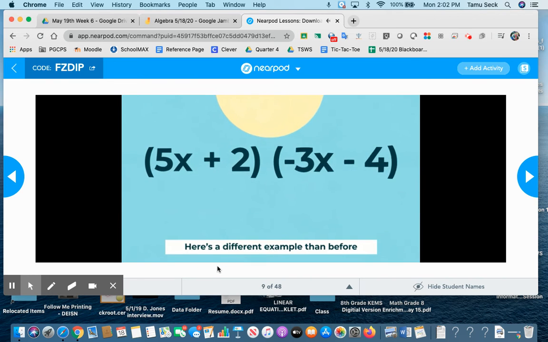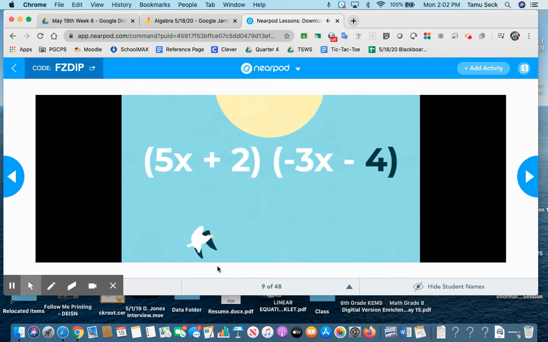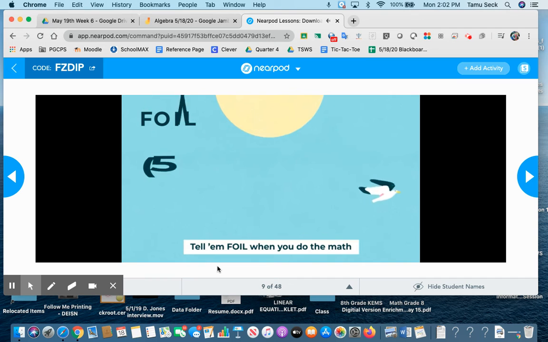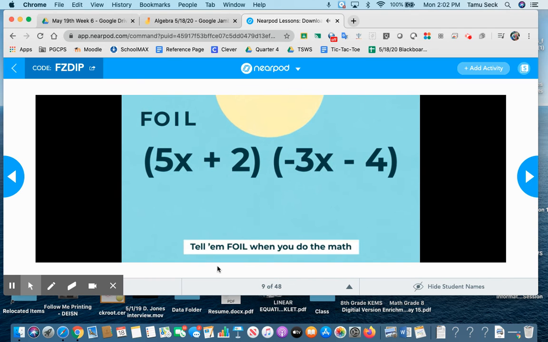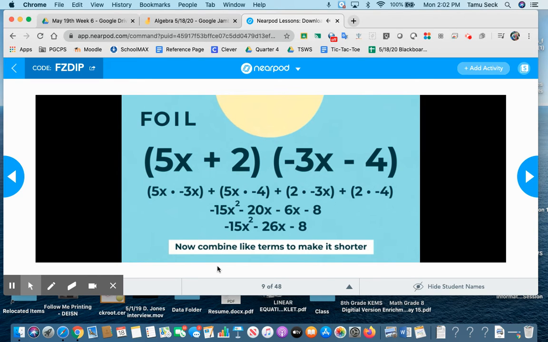Use a different example than before: 5x plus 2 times negative 3x minus 4. First, outside, inside, last. And this is what you'll have. Simplify the expression. Now combine like terms. It's the distributive property of multiplication in a different order.